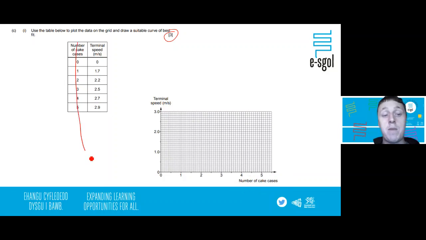So for number of cupcake cases, they've already outlined it on the x-axis. The terminal speed has been put on the y-axis for us. All we have to do is pair up the 0, 0 point and plot each point along. For 3 marks, 2 of those will be for putting the correct x's in the correct position, and then 1 will be for the curve of best fit. And a curve of best fit is done with a single smooth line.